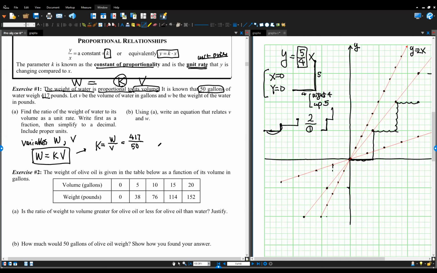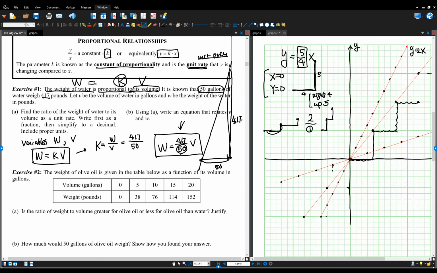So the equation is W equals 417 over 50 times B. That's the equation. But this number is a very big number, which is the slope, right? What that means? Volume increases to the right by 50, W increases to 470, something like that. Very steep slope. This one is increased by 50, this is increased by 417, right? That's the slope.